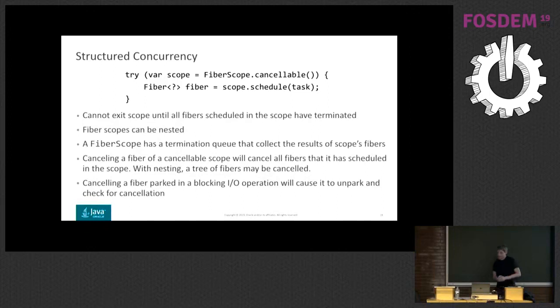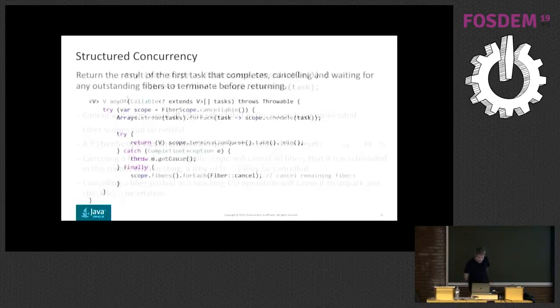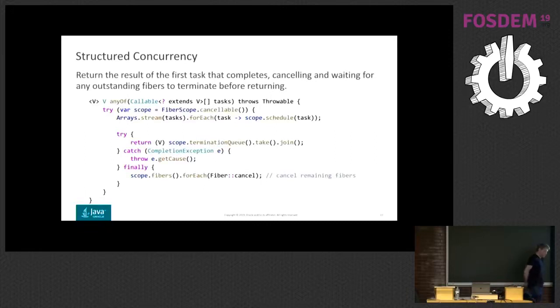What are some things you can do with it? Say we want to run a bunch of tasks in parallel, but we only want to wait for the first one of them to finish. It's like a race. So we start a cancelable scope, and for each of the tasks we spawn a fiber. If we just did that, and if we were to close the scope there, what it would do is just wait for all of them to complete. But we just want the first one.